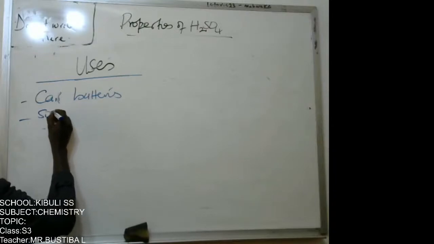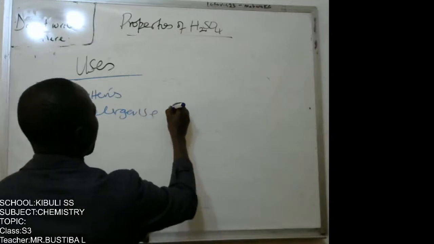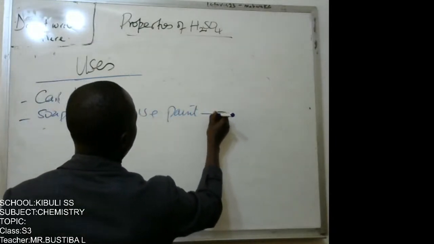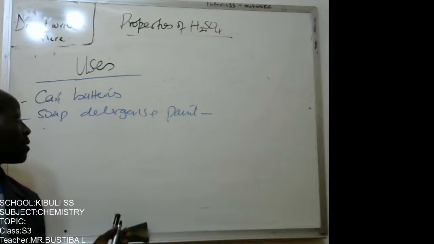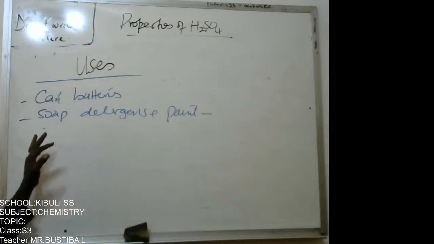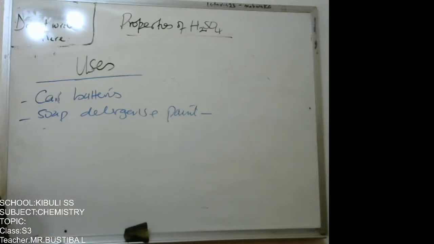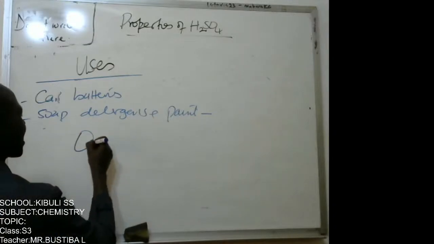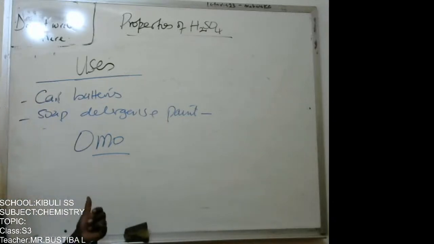So soap, detergents, and paint are all manufactured from sulfuric acid. All from sulfuric acid, be it liquid soap or solid soap, because the process somehow involves addition of sodium hydroxide, which must be neutralized, and for some of them you add sulfuric acid directly, especially detergents like Omo, Ariel, and so on. You manufacture them through strictly sulfuric acid.